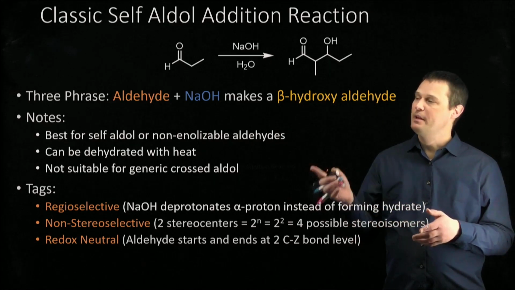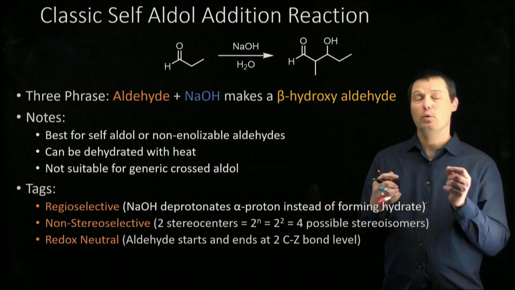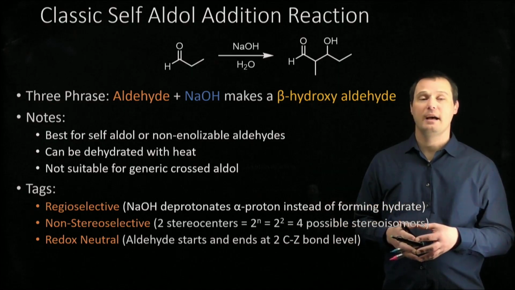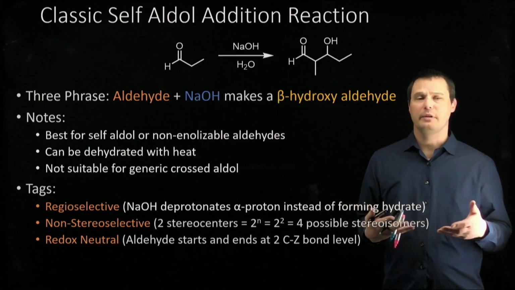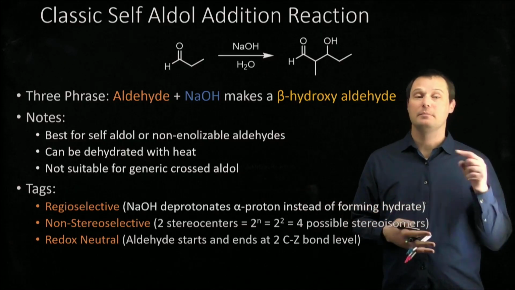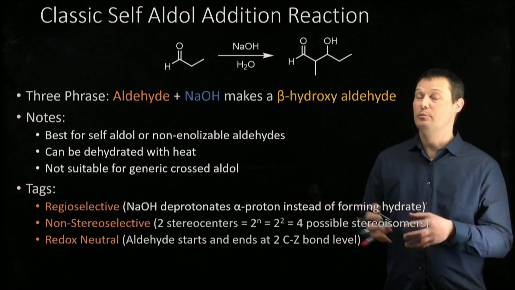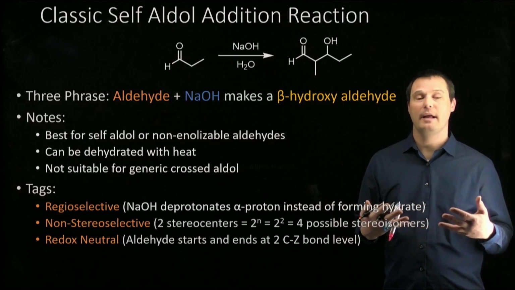Some notes for this reaction. It's best for self-aldol dimerizations or crossed aldols where one of the partners is a non-enolizable aldehyde. All of these aldol products can be dehydrated with heat. That wasn't the point of this video, but I have a separate video on aldol dehydration that I'll link to down below. And this is not suitable for a generic crossed aldol. We need the modern aldol conditions for that.